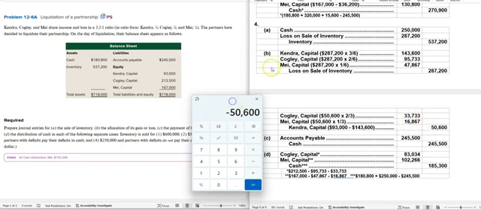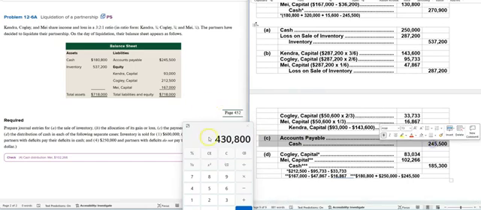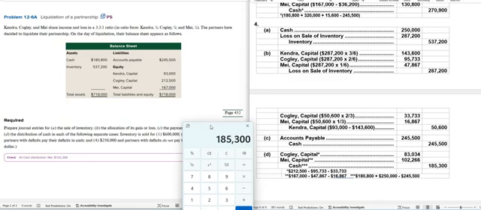So the cash had started at 180,800. It increased by 250 with the sale of the inventory. So there's 430,800 in cash. No more liabilities, or excuse me, no more inventory. So now we pay off the liabilities, which brings the company's cash down to 185.3. So when we distribute that cash in the last step of the liquidation, there's nothing in there for Kendra.